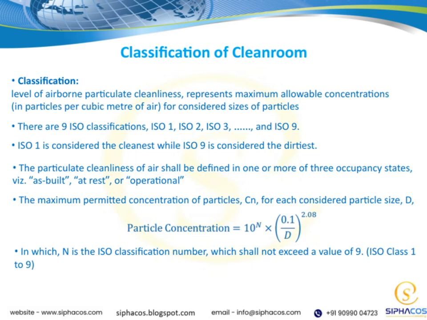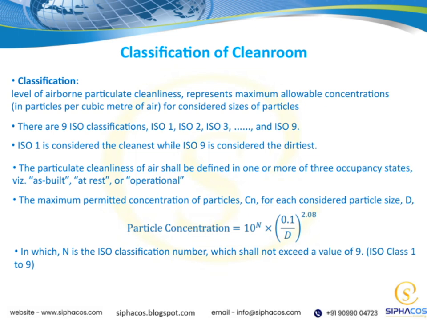At rest, meaning the space is not in active use. And operational, when the space is actively in use with processes running. For each of these states, there is a maximum allowed concentration of particles, which we denote as CN, and this value depends on the particle size, D, that we're considering.